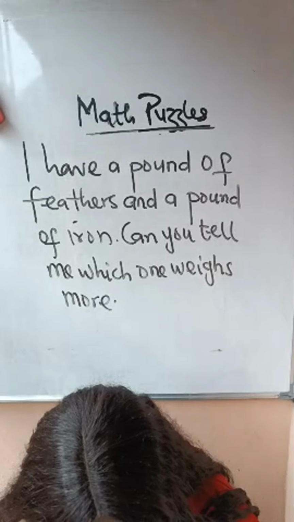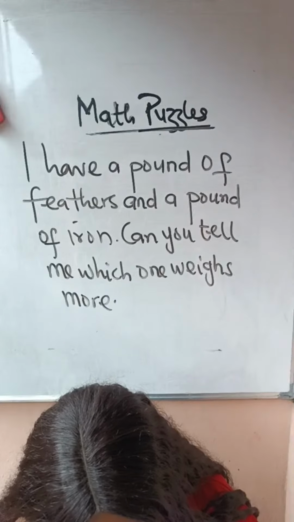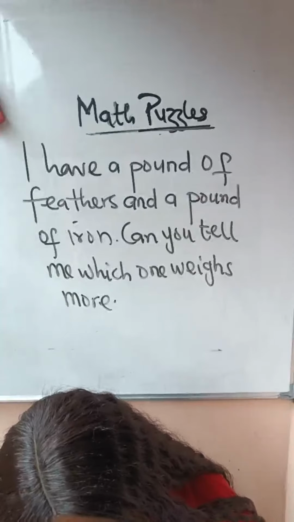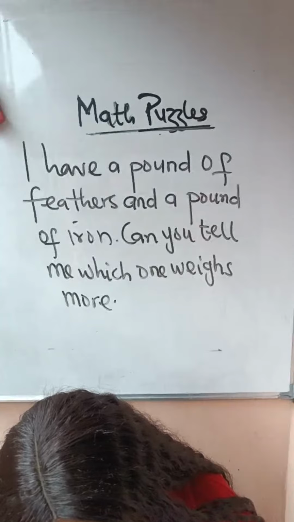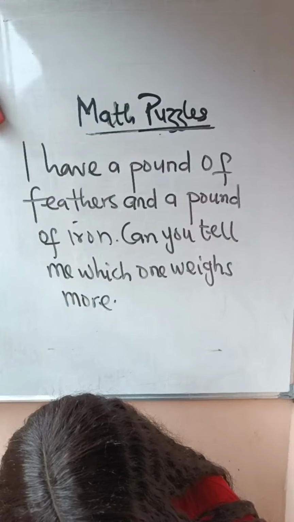Enchanted is saying that the European pound of iron weighs more. Thank you, Fabio. So I have a pound of feathers and a pound of iron. Okay, Feeling is saying same weight.